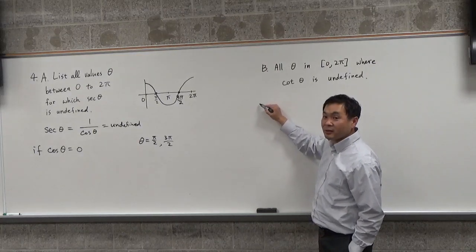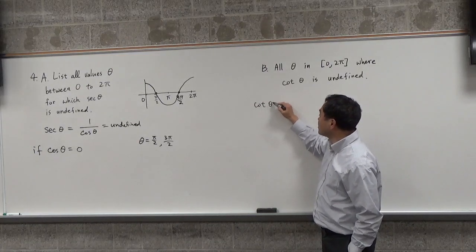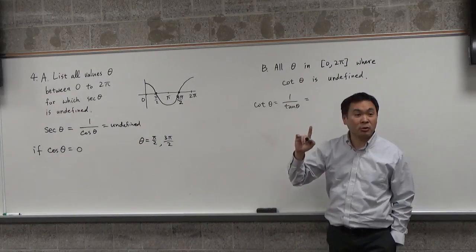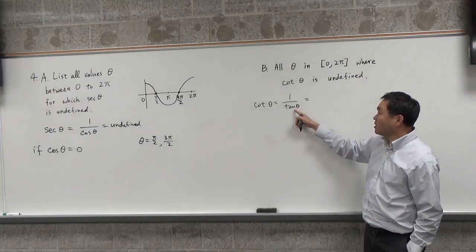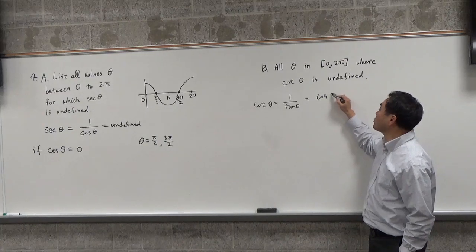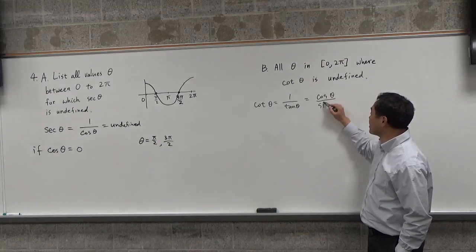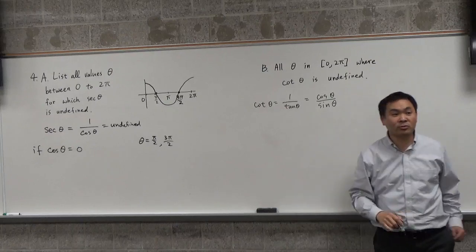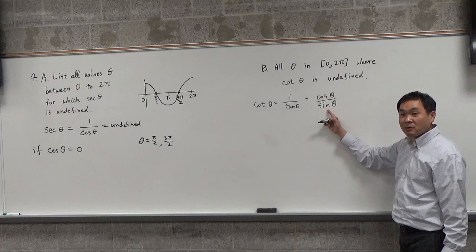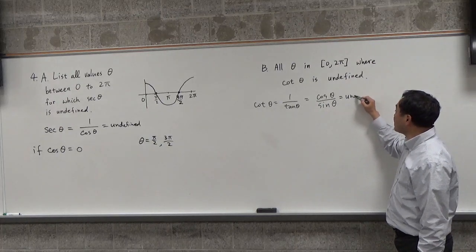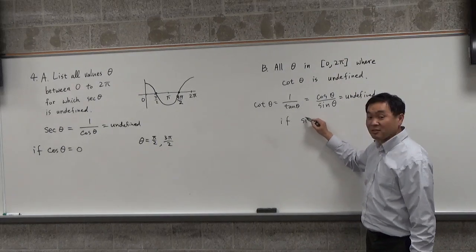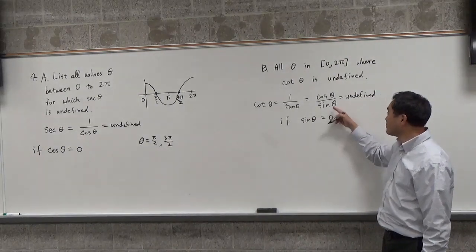Okay, similar idea. Cotangent is what? 1 over tangent, but I know that tangent is sine over cosine. So if you take the reciprocal of sine over cosine, what do you get? You get cosine over sine. Cosine theta over sine theta is the definition of cotangent theta. And now that you have sine theta in the bottom, you know that this will be undefined if sine theta is 0.